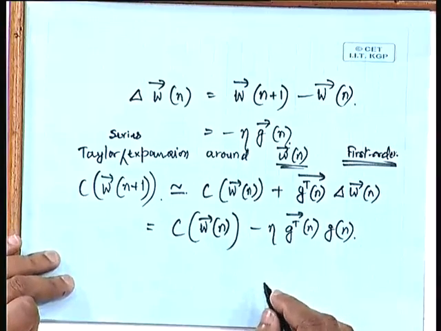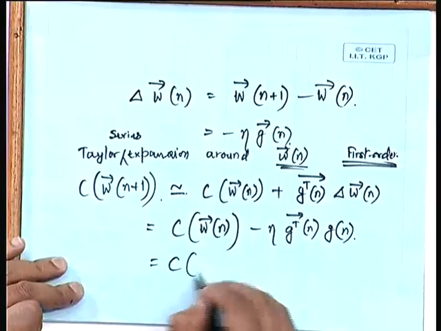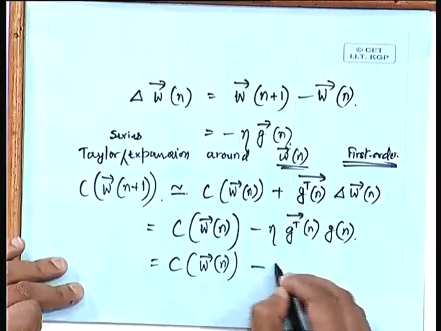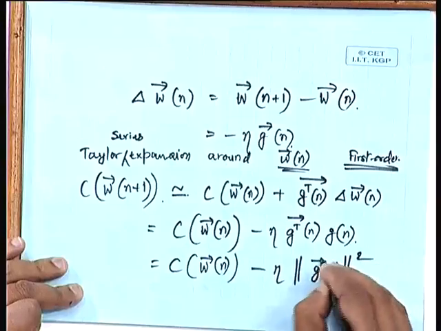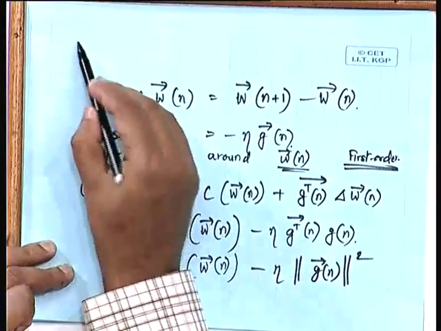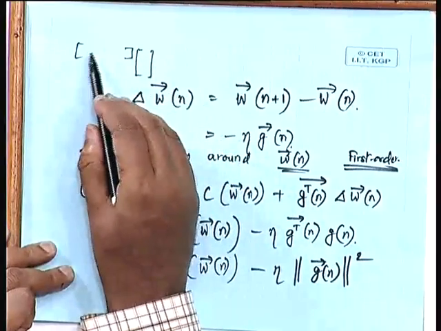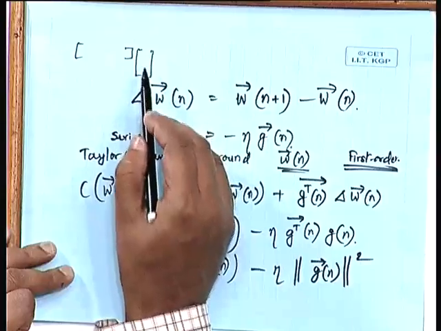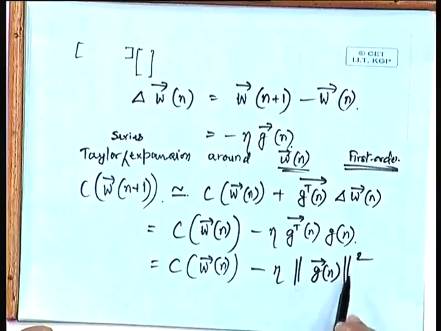And what is G transpose Gn? Norm of Gn square. So, this is equal to Cwn minus eta norm of Gn square. This is very clear, is it not, because you are multiplying G transpose with the G vector. If the elements are G1, G2, G3 etc., and here also G1, G2, G3 etc., you multiply the two, you get G1 square plus G2 square plus G3 square up to Gm square. So, this is the norm of that. So, we get Cwn minus eta Gn square.